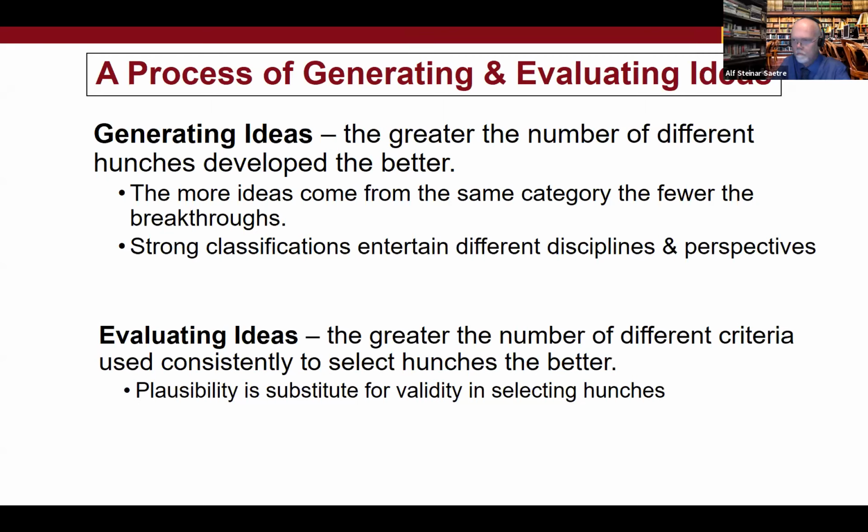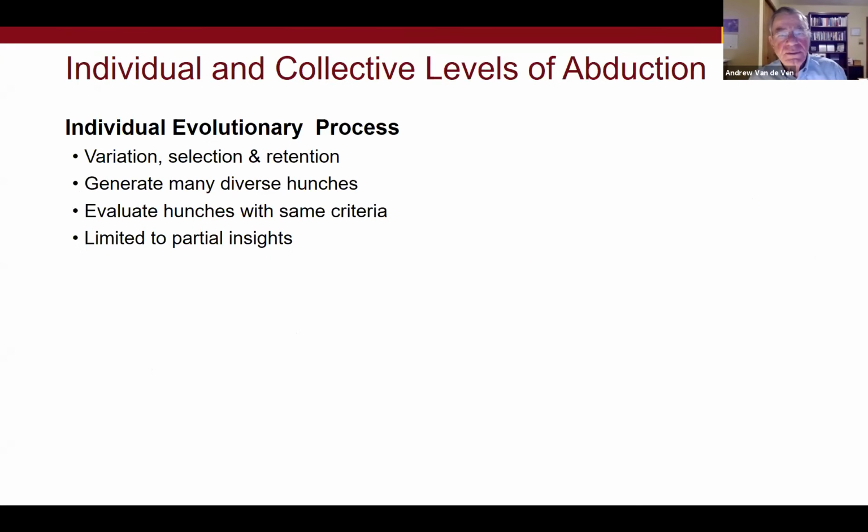And Carl Weick made a very nice argument on the need for plausibility as a substitute for validity in selecting hunches. So if these are the steps, then you've got these levels going on. At the individual level, it's pretty much like Carl Weick was suggesting. It's an individual, an evolutionary process of variation, selection, and retention of anomalies and hunches, where you can generate many diverse hunches, as many as you can, and evaluate the hunches with the same criteria.